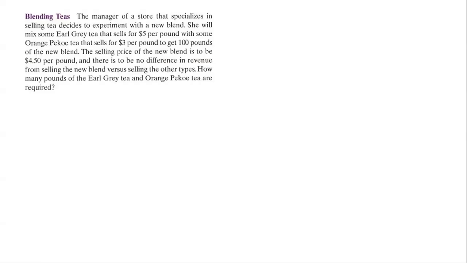Okay, so let's look at this next problem. It says the manager of a store that specializes in selling tea decides to experiment with a new blend. She will mix some Earl Grey tea that sells for $5 per pound with some orange pekoe tea that sells for $3 per pound to get 100 pounds of the new blend. The selling price of the new blend is to be $4.50 per pound, and there is to be no difference in the revenue from selling the new blend versus selling the other types. How many pounds of the Earl Grey tea and orange pekoe tea are required?